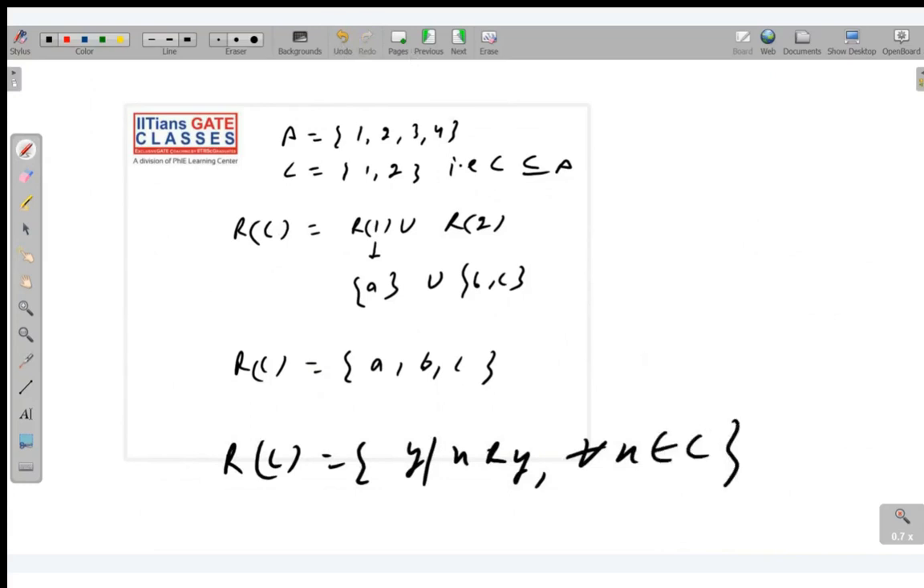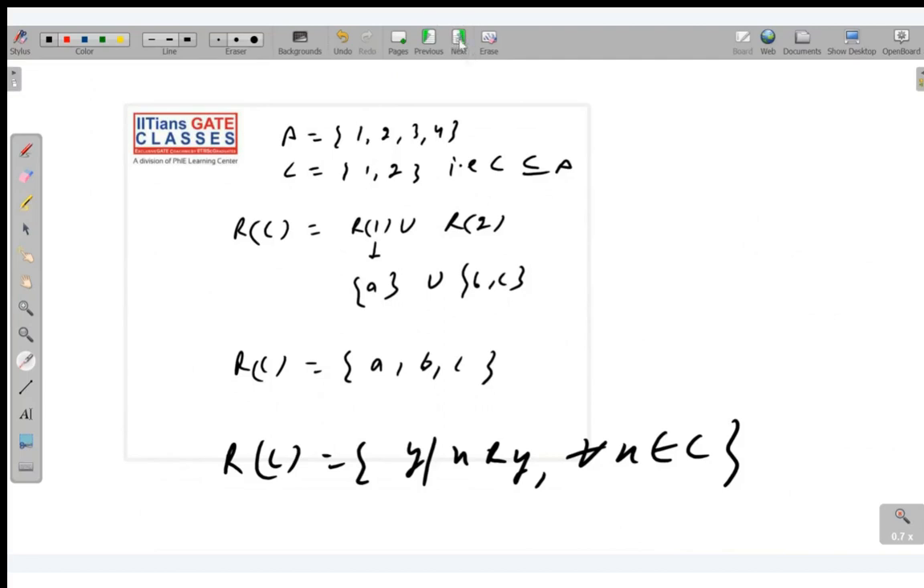Is it okay? R of C is nothing but all those Y's such that X is related to Y, for all X belonging to C. Okay, take a snapshot. Those which are, as C is a subset of A, so that's why. Okay, so let me jump to the next slide.